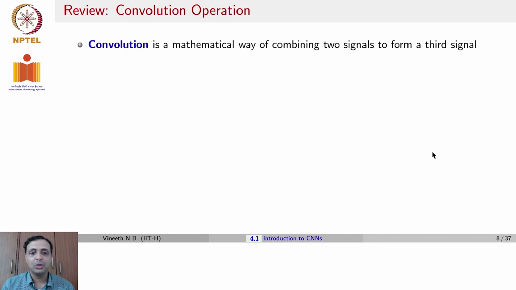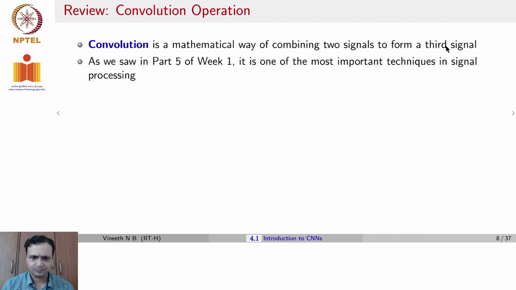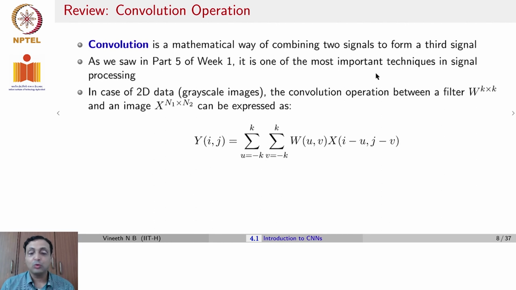We know now that convolution is a mathematical way of combining two signals to form a third signal. We also know that it's an extremely important technique in signal processing in general. Images are 2D signals, but convolution is also used for other kinds of signals such as speech or accelerometer data, time series data, so on and so forth. In case of 2D data, let's assume the simple case of grayscale images.